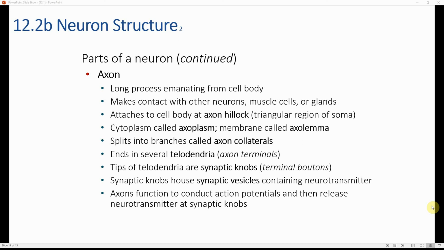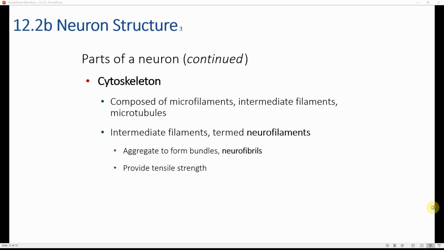The axon is going to sometimes split into little tiny filaments that are all running mostly parallel to each other, called axon collaterals. And on the tips of the telodendria are synaptic knobs, or boutons, and these contain our synaptic vesicles that have neurotransmitter in them. When we look inside the neuron, we have a cytoskeleton. We've got microfilaments and intermediate filaments and microtubules like we do with most cells. The intermediate filaments are called neurofilaments, and they aggregate to form bundles called neurofibrils, and that provides a lot of tensile strength so that as a nerve is stretched, it's not likely to come apart.